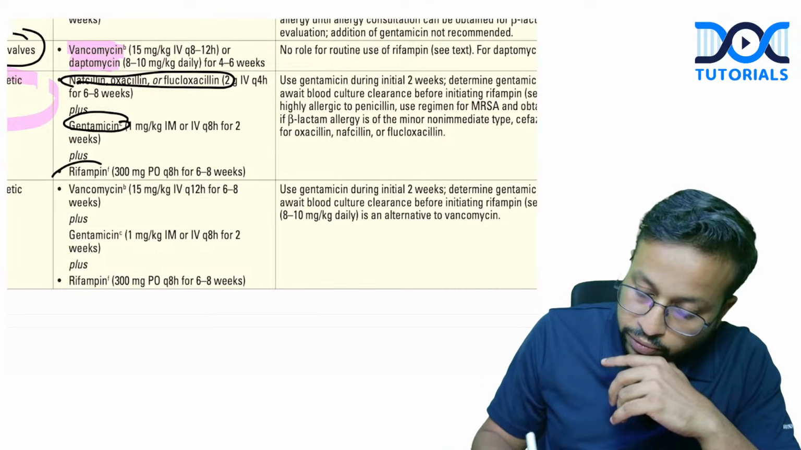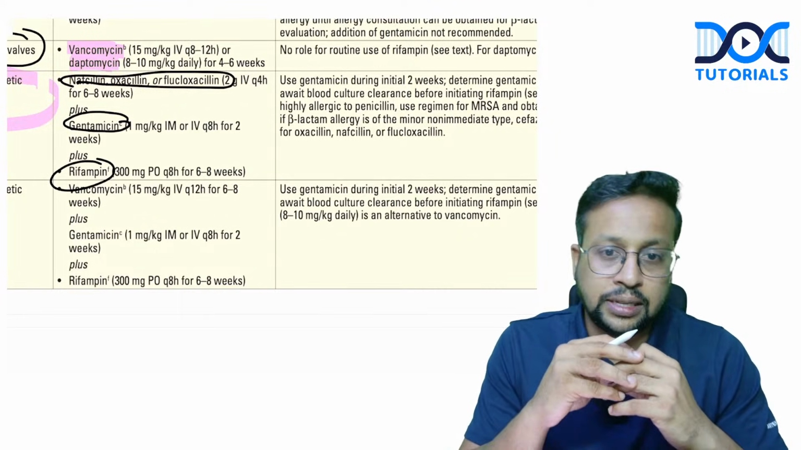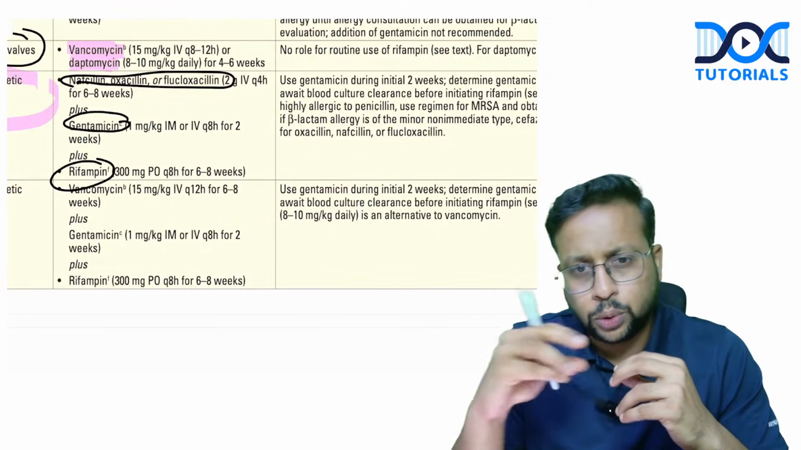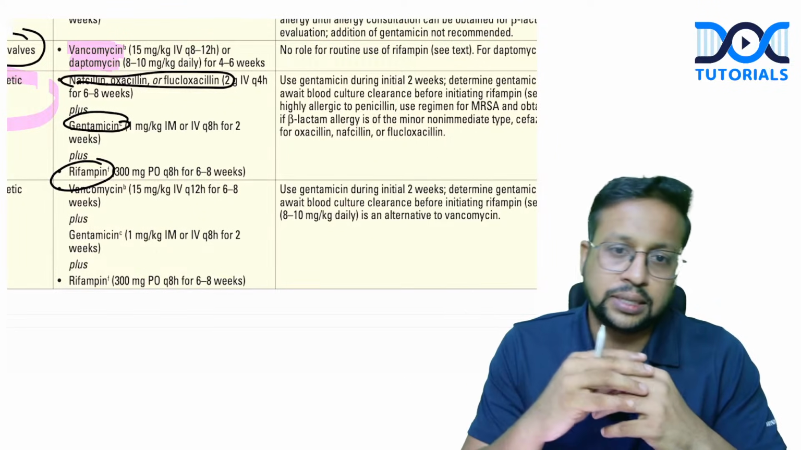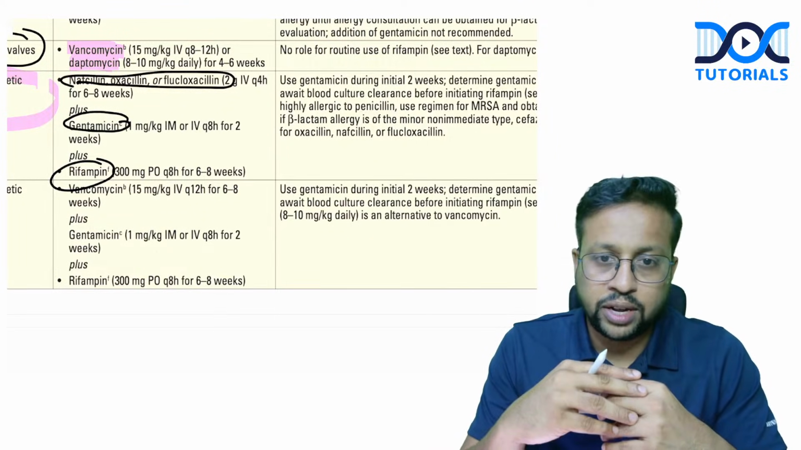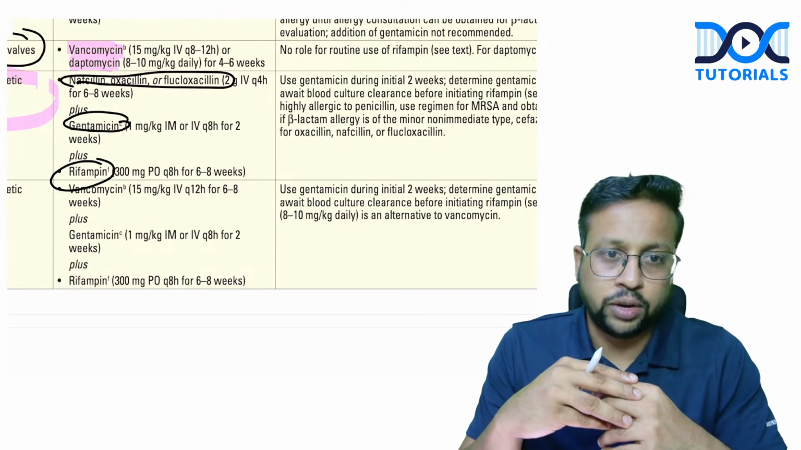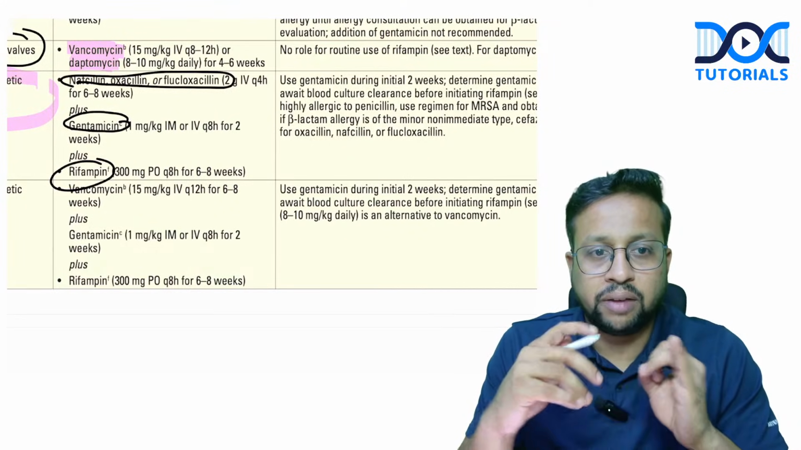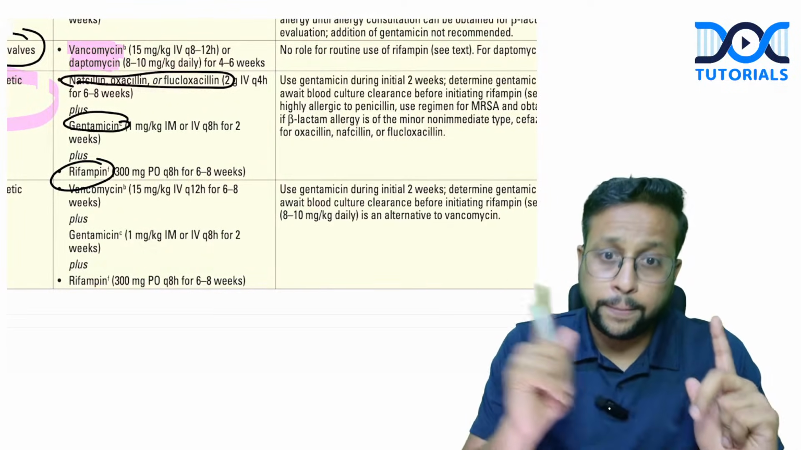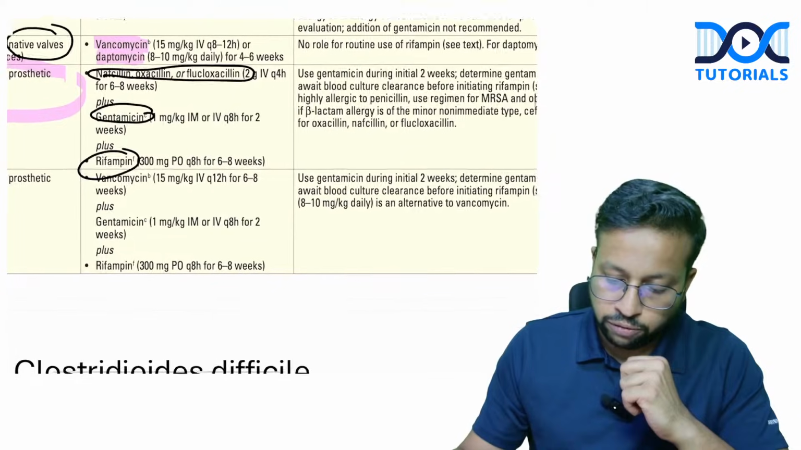Why do you add rifampicin? Rifampicin is an agent which has activity against biofilms. Now, you know that prosthetic endocarditis involves biofilm formation. So there you have to use rifampicin to act on the biofilm. So it's a triple combination: nafcillin, oxacillin, or flucloxacillin plus gentamicin plus rifampicin to act on the biofilms.